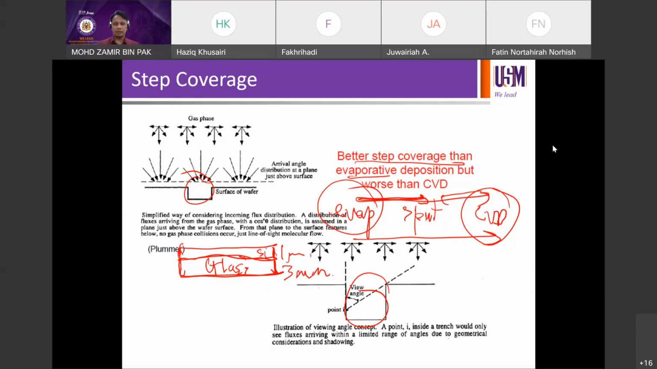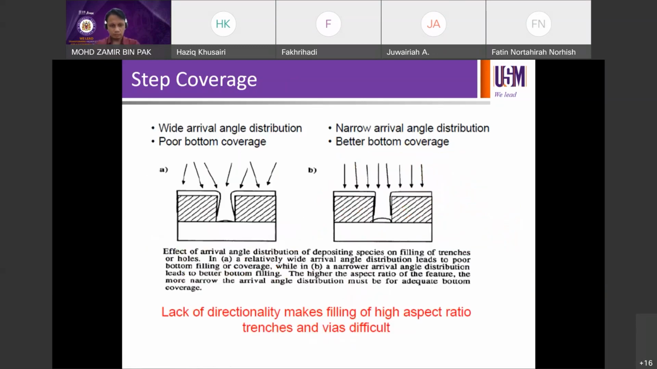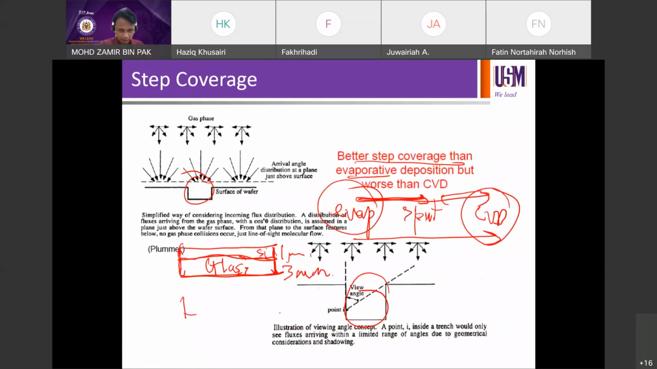planar glass, but if you talk about the other glass, textured glass, yang rough surface, if you have the very same glass, but then the surface is roughened ataupun textured in this case, and you want to deposit the very same thickness of silicon, 1 micron. So in this condition, in the second case, you will have difficulties to coat at high angles here. Mungkin you akan dapat like that, so it will not be.